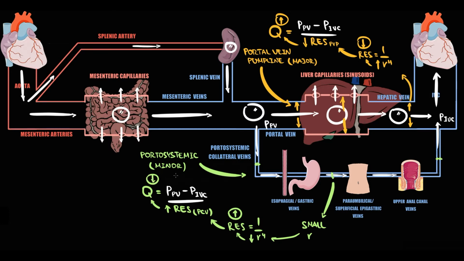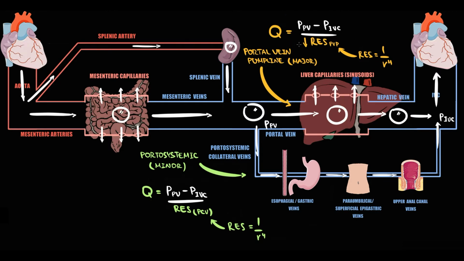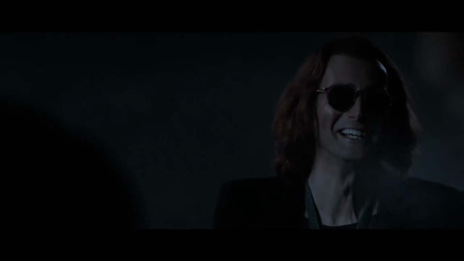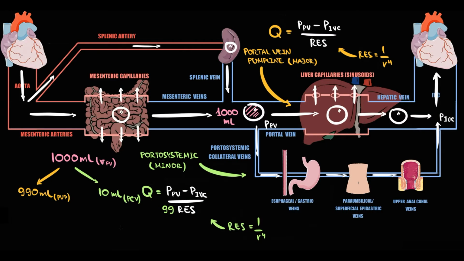For example, let's suppose that resistance in portosystemic collateral vessels is 99 times greater than in the portal vein pipeline. So in this case, from 1000 ml of blood that comes into the portal vein, 990 ml goes into the portal vein pipeline, and only 10 ml goes into the portosystemic collateral vessels. Come on, think about it. So, as you see, in normal condition we practically do not use them.